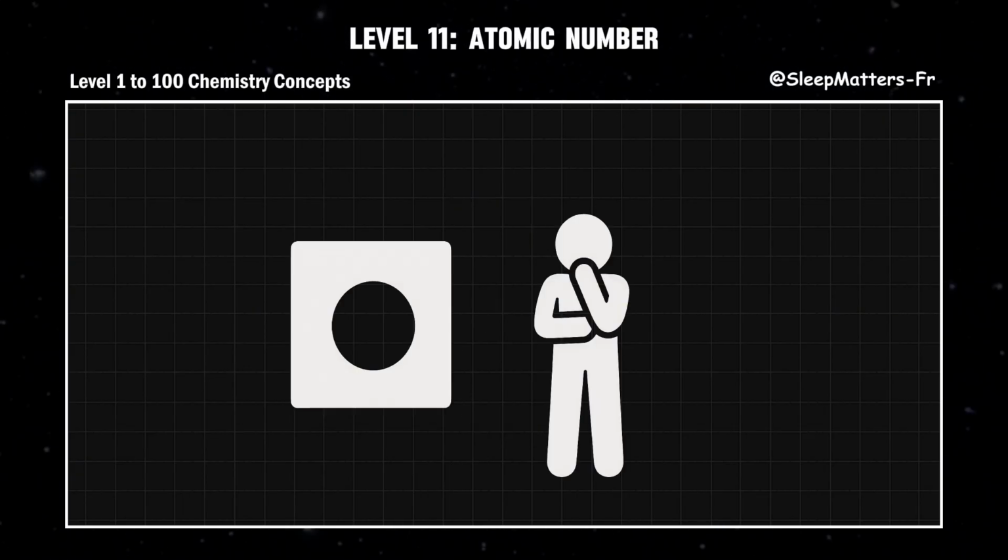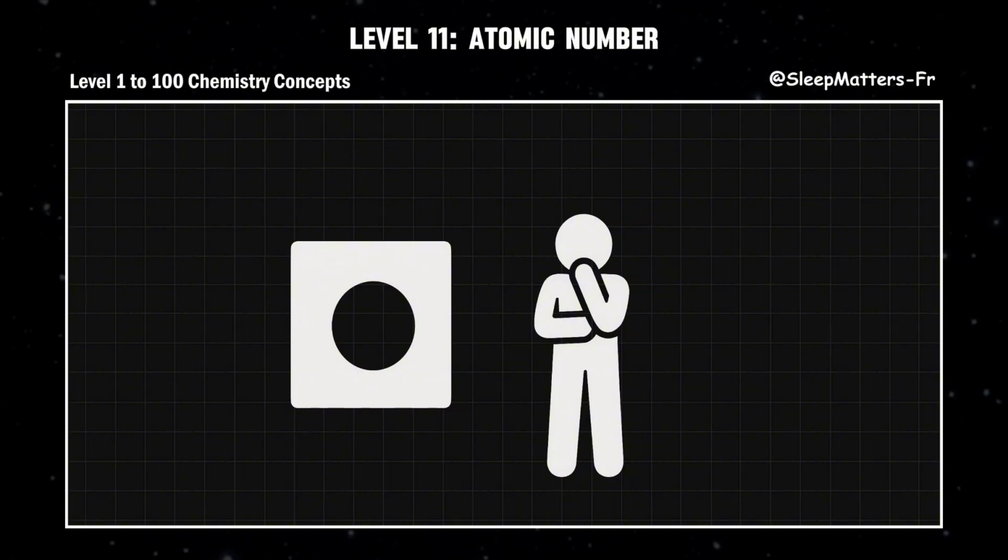Level 11. Atomic number. Every person you have ever met is defined by something you cannot see. It is not their smile, their voice, or the way they walk. It is something much smaller, something deep inside. For atoms, this hidden identity is called the atomic number. It is the most important number in an atom's existence.